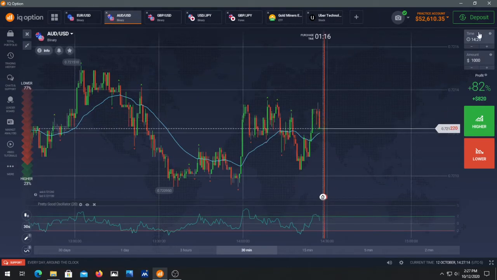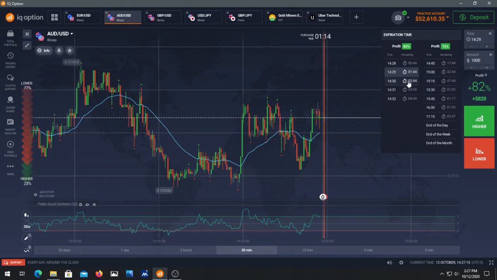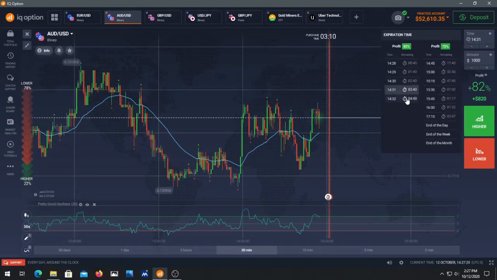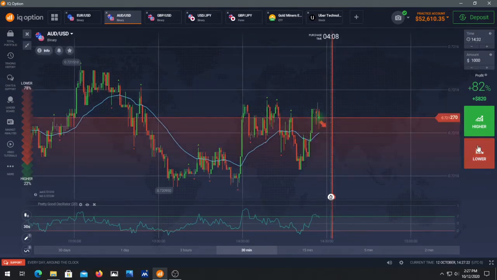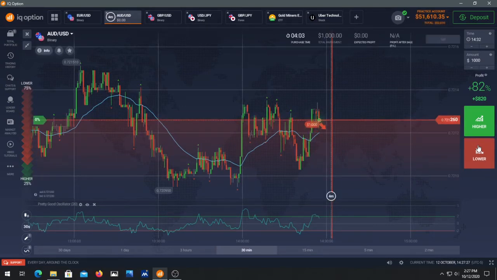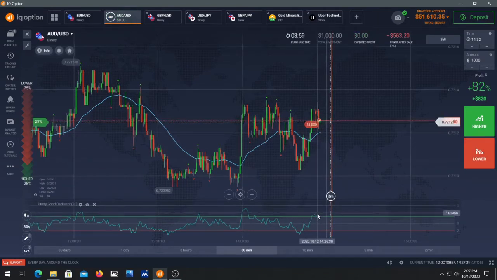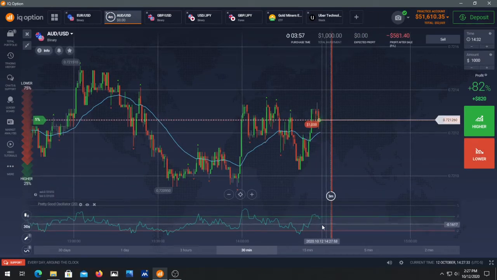Alright, so I'm going to switch this to the 5 minute. So it looks like it might be going on, so I'm going to sell here, because it's going back down. It was oversold and now it's heading back down, so I'm going to take the chance. I'm going to go down.